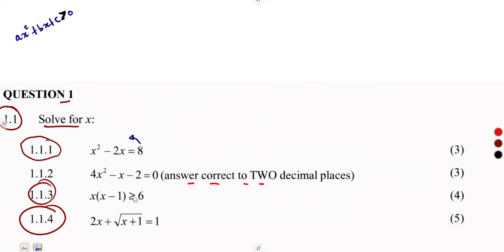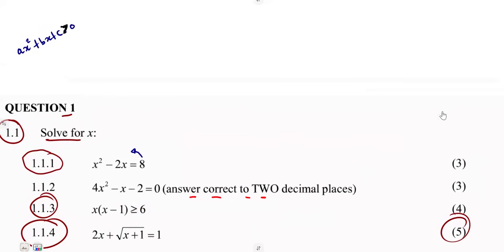All right, 1.14, solve again for x, and we have got 5 marks for that. All right, so these are equations that we have under our surds. So we are given 2x plus the square root of x plus 1 is equal to 1.